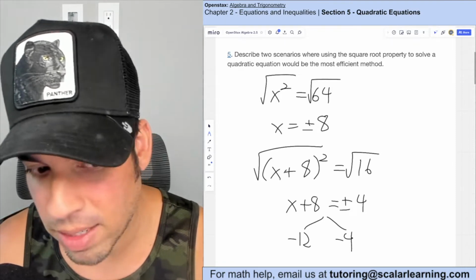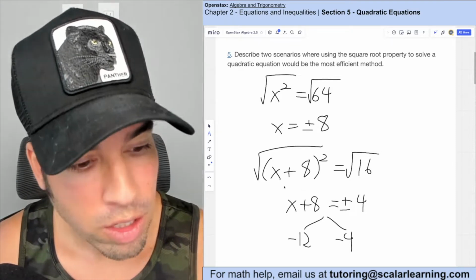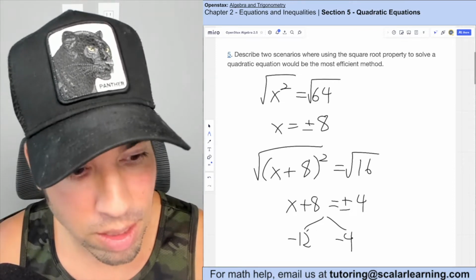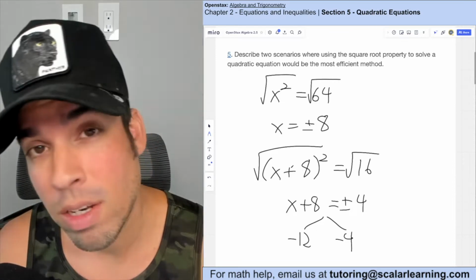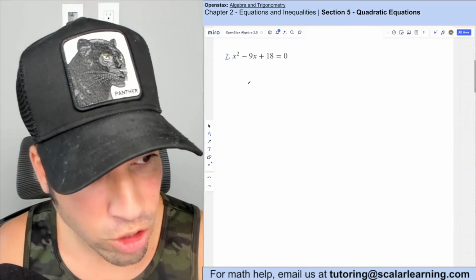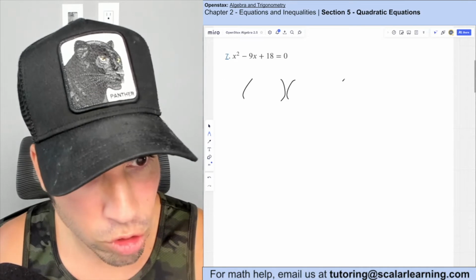And then if you plug these back into the original, you'll see it works. You'd get negative 4 plus 8, which is 4. 4 squared is 16. Negative 12 plus 8 is negative 4. Negative 4 squared is 16. Boom, done.